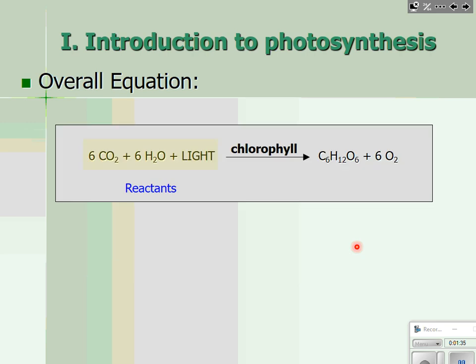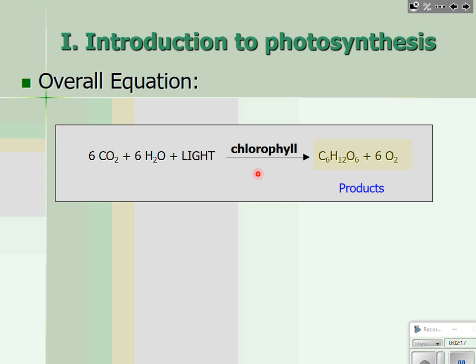Again, when you look at this simplified photosynthesis equation, the three items on the left, that's 6 molecules of carbon dioxide plus 6 molecules of water plus light. Those are the three reactants. And the products of photosynthesis are 1 molecule of glucose, C6H12O6 is the formula for glucose. Also 6 molecules of oxygen are produced, and this whole process is made possible by the green pigment chlorophyll, which must be present in order for photosynthesis to occur.